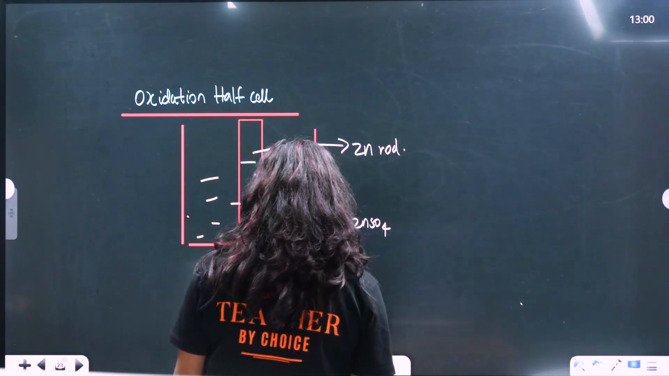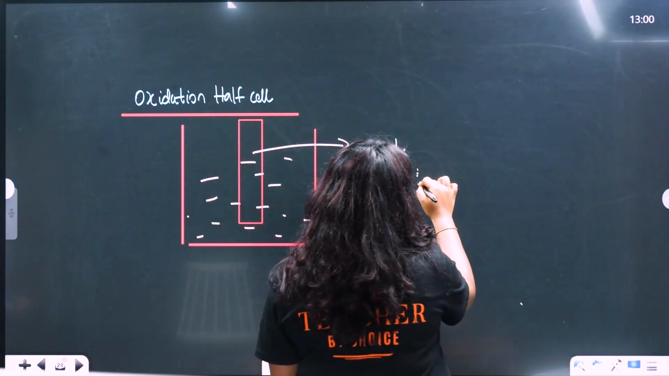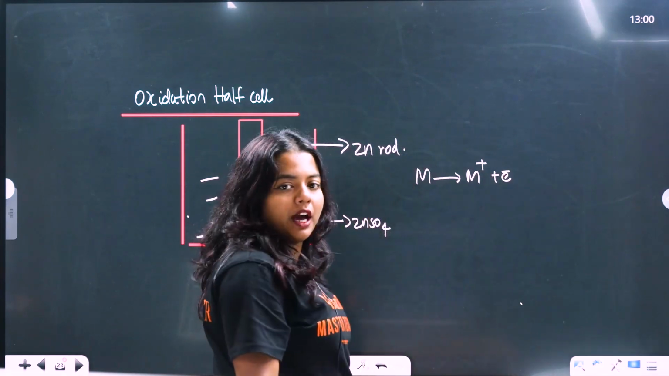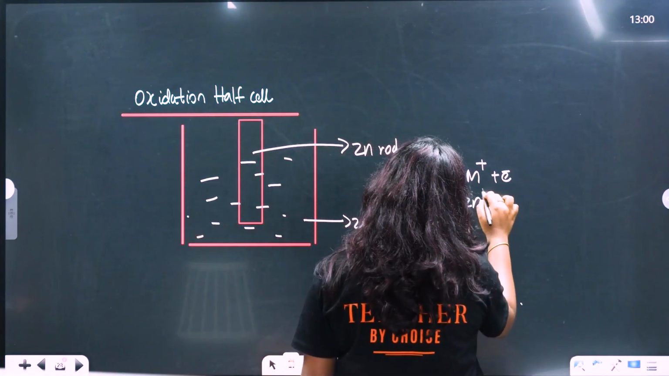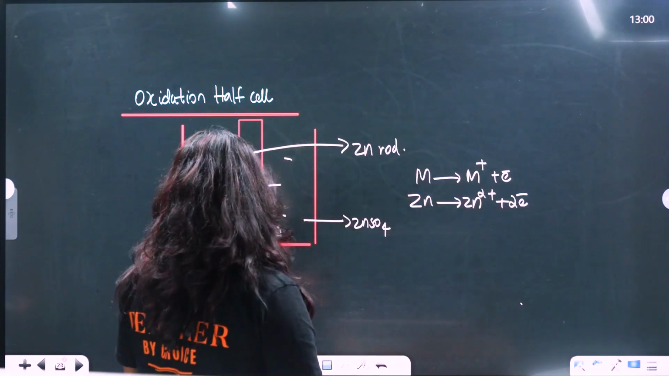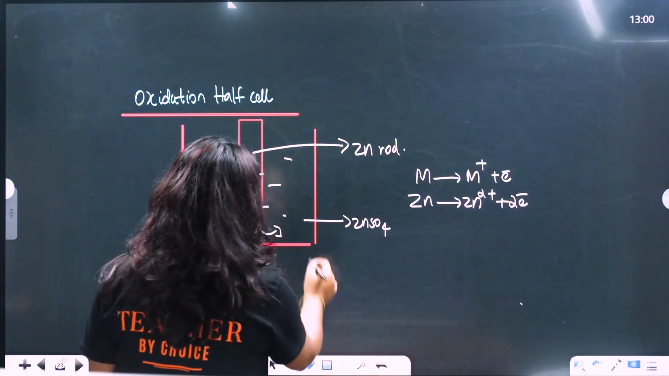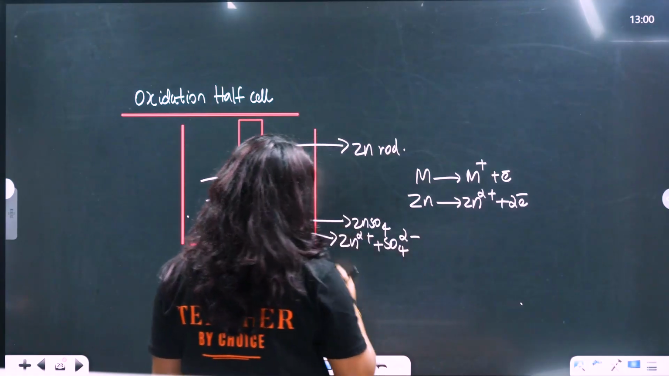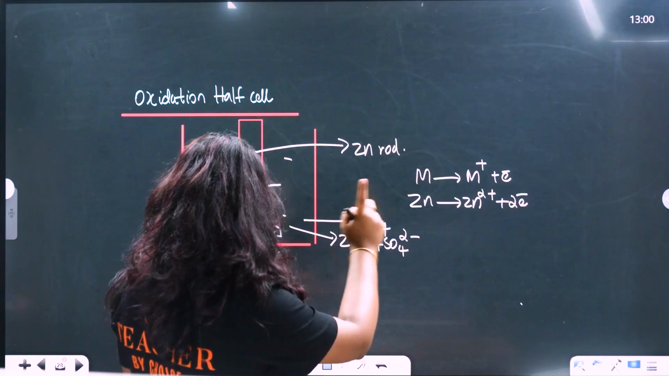I have added a Zn rod. Now what will be the equation of oxidation? M gives M plus 1 electron. They are giving 1 electron, right? Here, Zn will be giving 2 electrons. From the Zn rod, it gives into this particular solution Zn2 plus and 2 electrons, and this is Zn2 plus SO4 2 minus. This is the ionic formula when we write it. So Zn2 plus SO4 2 minus.